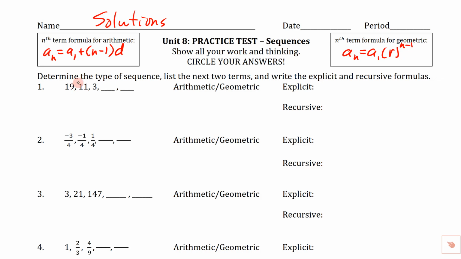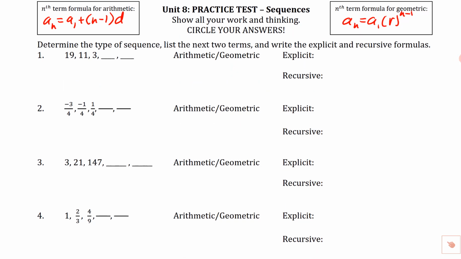All right, so in this first part it says determine the type of sequence, list the next two terms, and then write the explicit and recursive formulas. So we need to do each one of those things. I'll lower this so we can see what those formulas are again. Let's go ahead and list a few of these and then figure out which type it is.